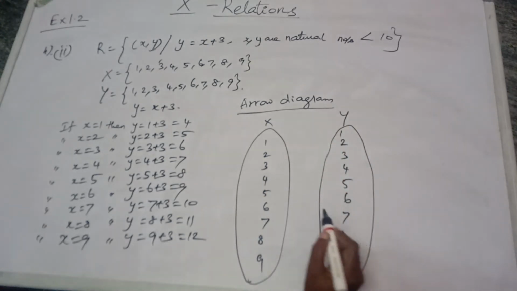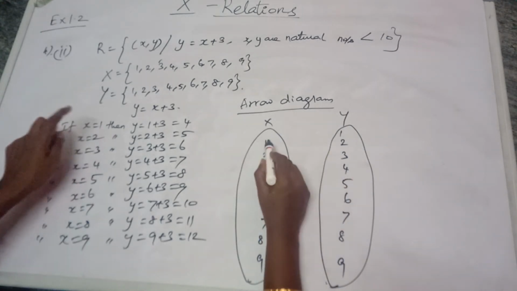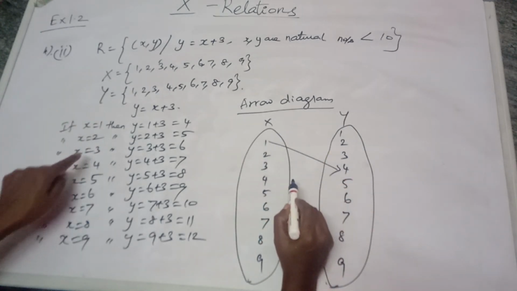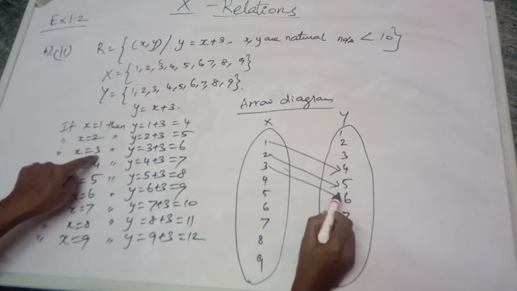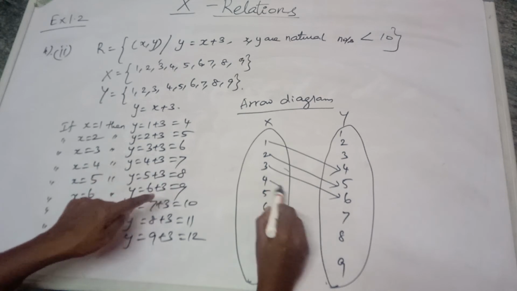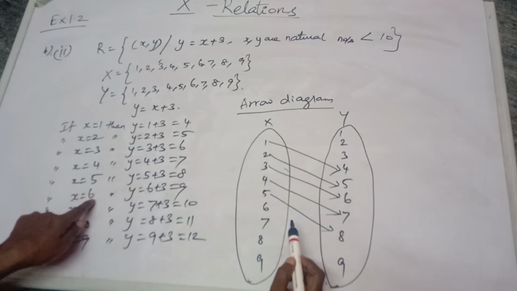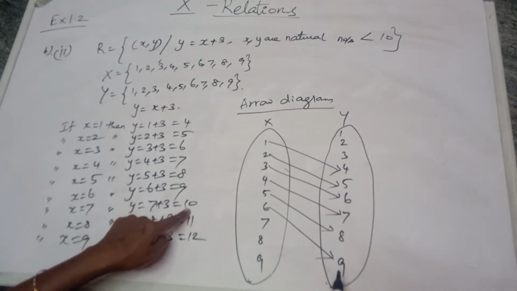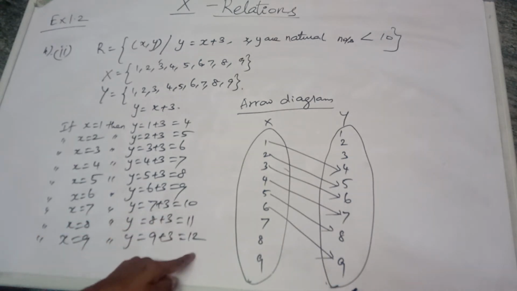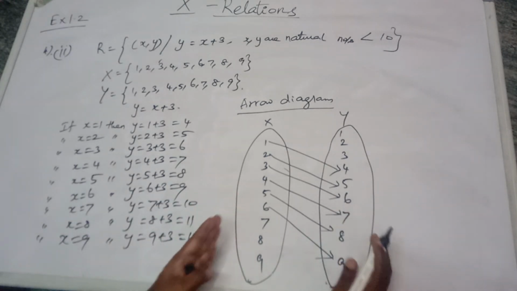Now we have to see, in the first set, the first element 1 is related to 4. 2 is related to 5, 3 is related to 6, 4 is related to 7, 5 is related to 8, and 6 is related to 9. 7 is related to 10, but there is no 10, 11 and 12 in y. So only this many pairs are in the set of relation.